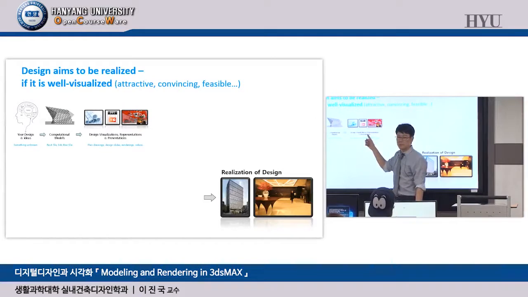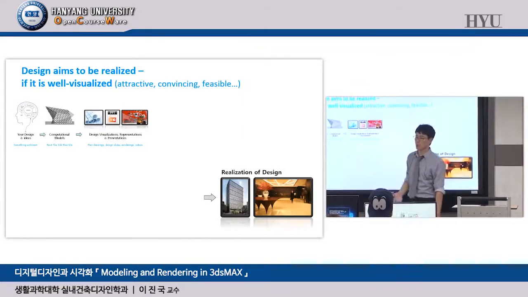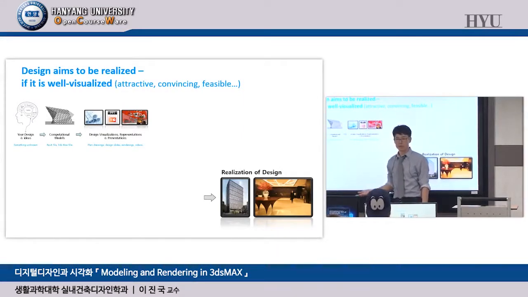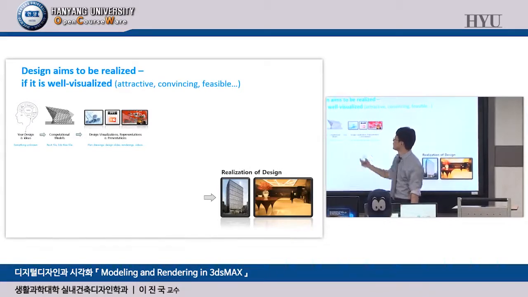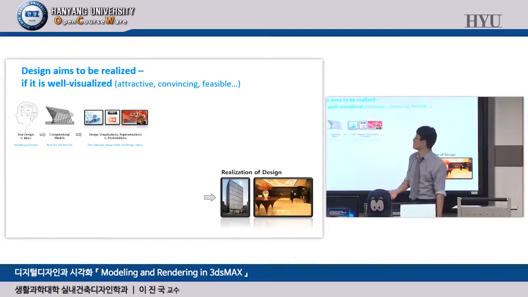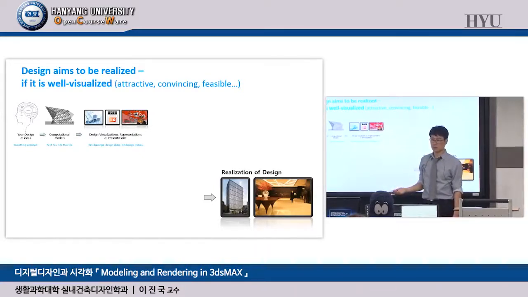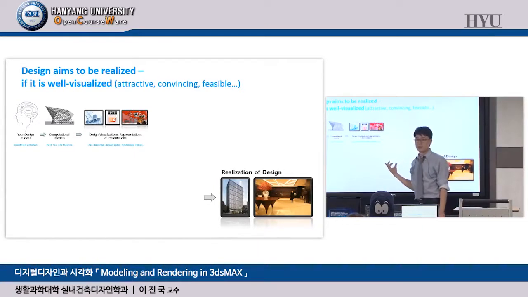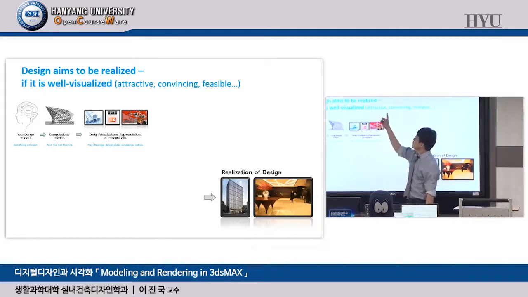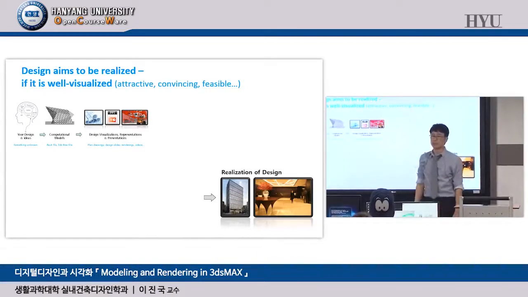Anyway, design visualization is usually the final stage in design studio. Of course, design critique or some design competition, evaluation, lots of things we have, but anyway, they are totally based upon your visualization stuff. So design is going to be realized if it is well visualized, attractive, convincing, feasible. If your design is not attractive, your owners, public, other people are not going to pay the money for realizing this building, okay? It should be attractive, should be convincing.